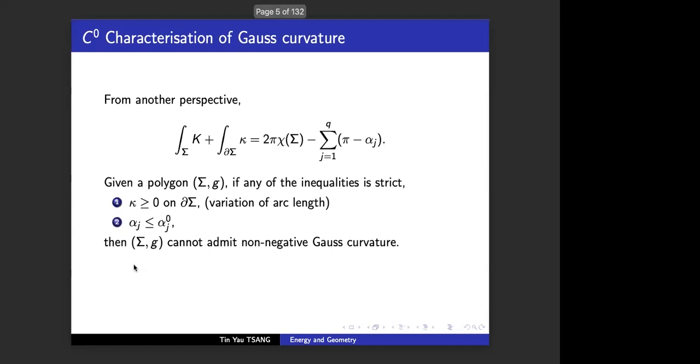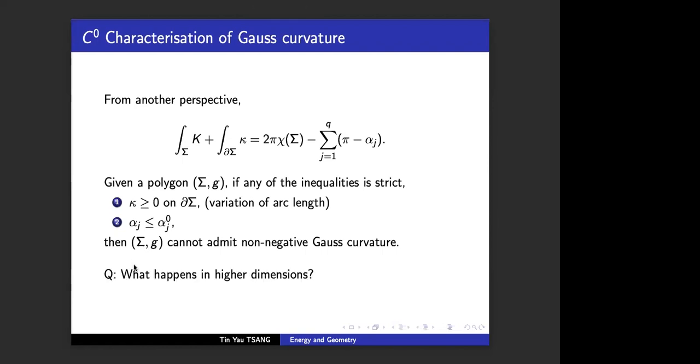The angles correspond to curvature. It's just a simple picture to illustrate this. And from the other point of view, we can see the following. Given a polygon, if any of the inequalities is strict, for example, the geodesic curvature is positive somewhere on the boundary, or the angle is more than or equal to the one in the Euclidean model, then we can tell that this Sigma g cannot admit non-negative Gauss curvature. So from the shape of it, we can know the interior cannot have NNSC, which is a C2 quantity. So it is pretty amazing.